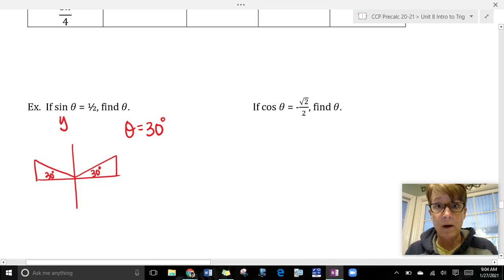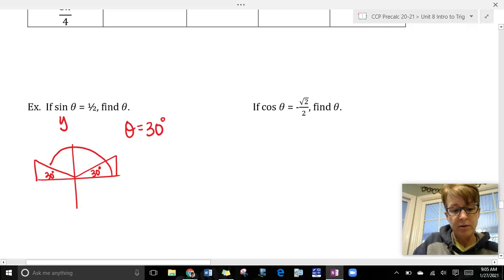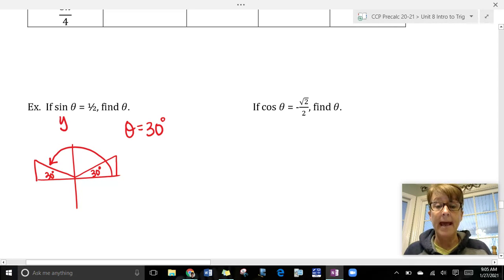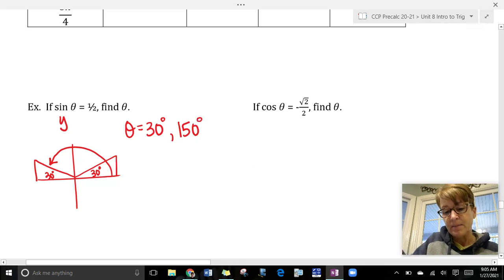Now, going to the second quadrant, that 30 degrees is my reference angle. So if I'm going to measure that second quadrant angle that has a reference angle of 30, if I'm 30 away from 180, my second quadrant angle must be 150. All right, and then again, we'll go through the next one together in class.